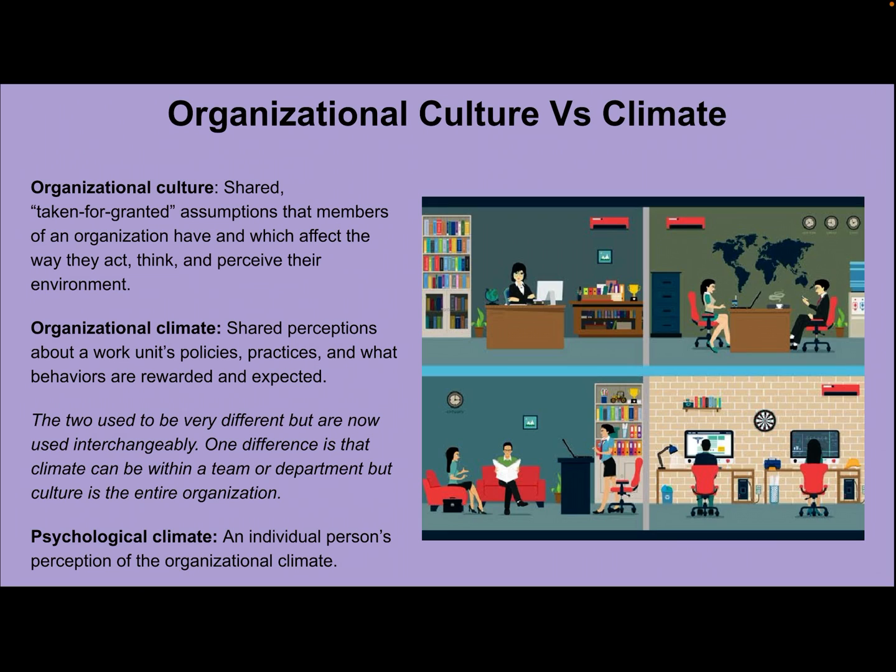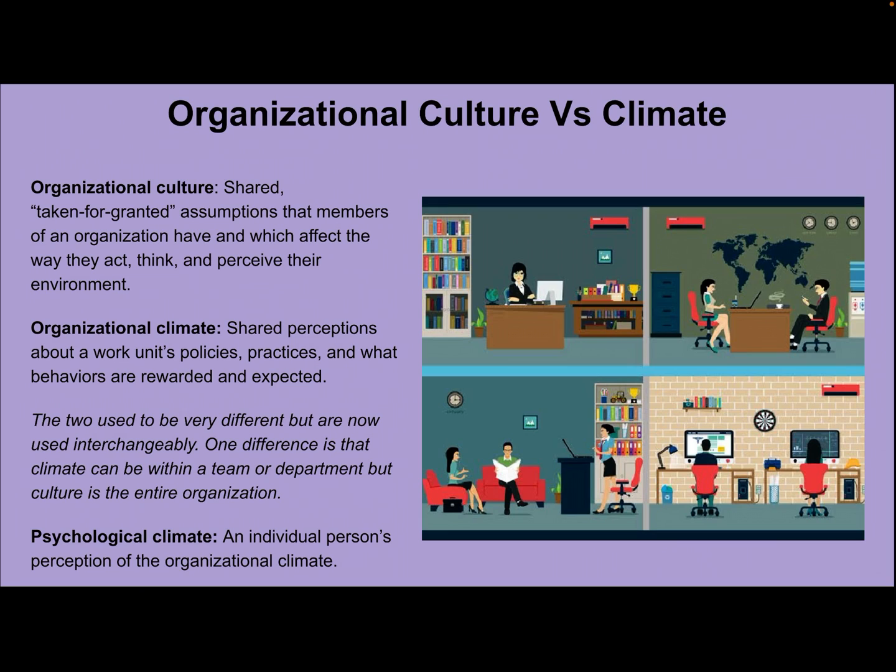Now we're going to talk about organizational culture versus climate. Organizational culture is shared, taken for granted assumptions that members of an organization have and which affect the way they act, think, and perceive their environment. So again, taken for granted assumptions. Nobody told them this. It's not written in the rule book. It's just the culture of the organization, right?